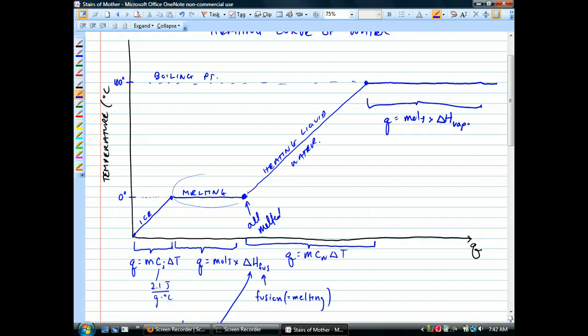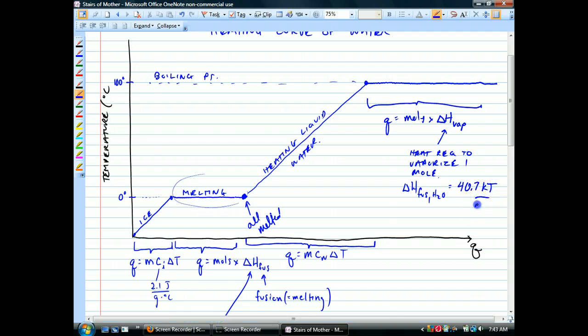What do you think that means? Vap. Vaporization, right. This is the heat required to vaporize 1 mole. So it's going to be in kilojoules per mole, and then it will cancel with moles, and we've got Q. One of the things you notice is that it's actually a simpler calculation when you're in the level portions. Moles times one number, delta H of vaporization. For water, delta H of vaporization for H2O is equal to 40.7 kilojoules per mole.